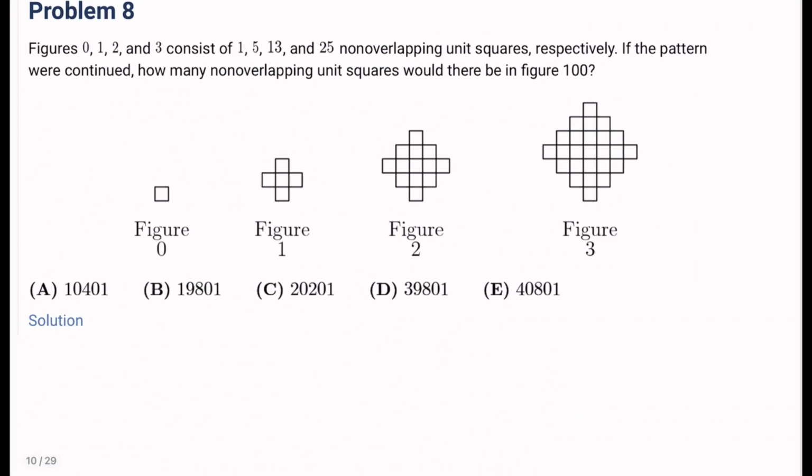Number 8. Figures 0, 1, 2, and 3 consist of 1, 5, 13, and 25 non-overlapping unit squares respectively. If the pattern were continued, how many non-overlapping unit squares would there be in figure 100?